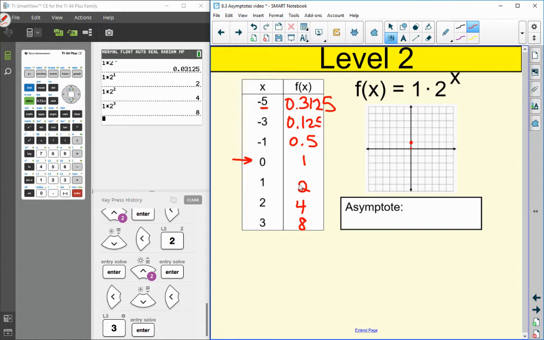1, 2. So over 1, up 2. Then I have 2, 4. Over 2, up 1, 2, 3, 4. And then over 3, up 8. 3, 1, 2, 3, 4, 5, 6, 7, 8. It will go off the graph, but that's okay. I can put that there.